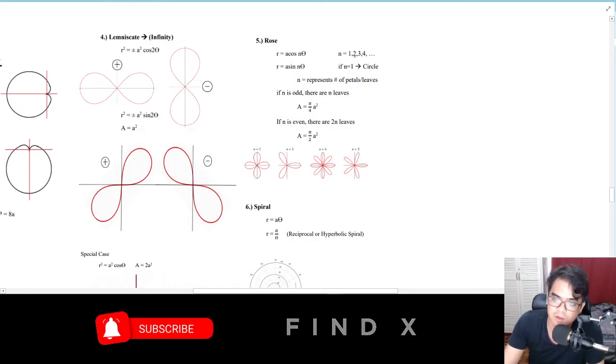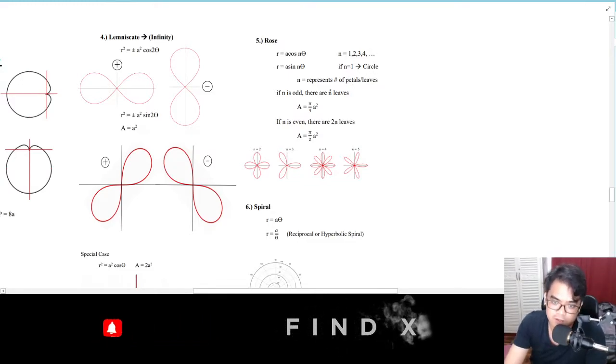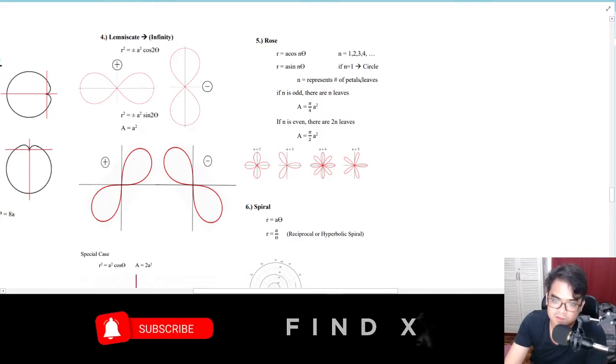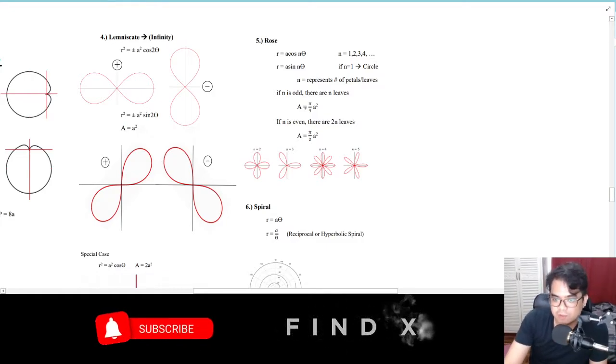So n here will be 1, 2, 3, 4, etc. It's actually not 1, because if n is equal to 1, it will become a circle. So n represents the number of petals or leaves. If n is odd, that is 3, 5, etc., not 1, there are n leaves.